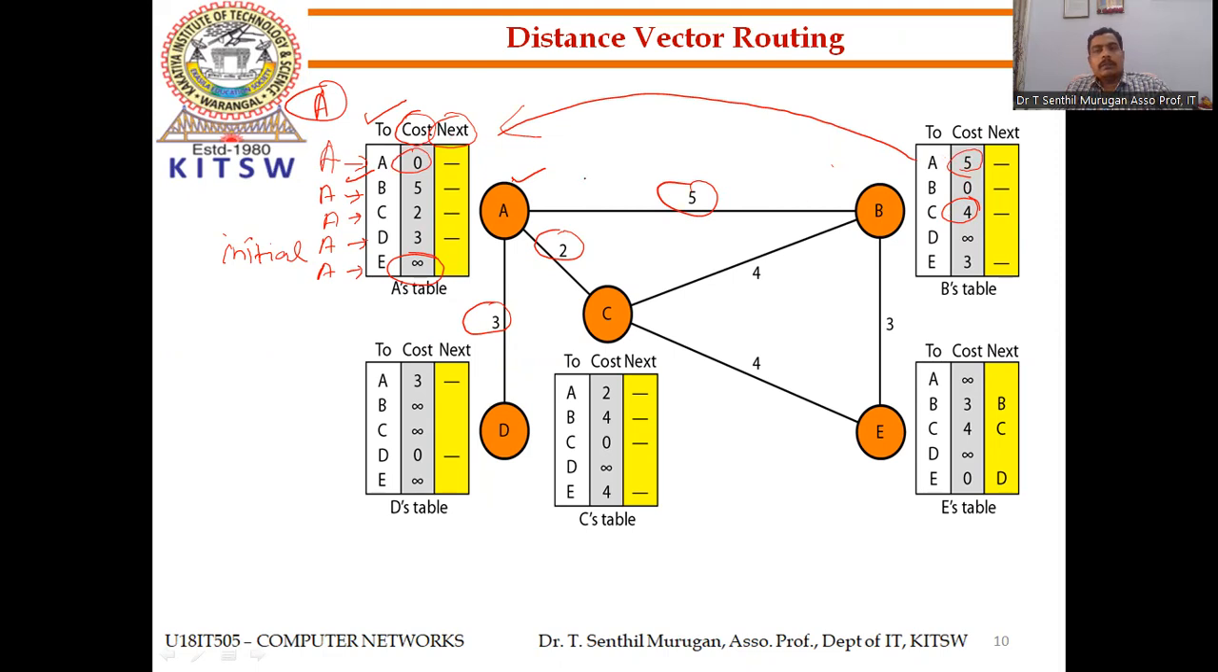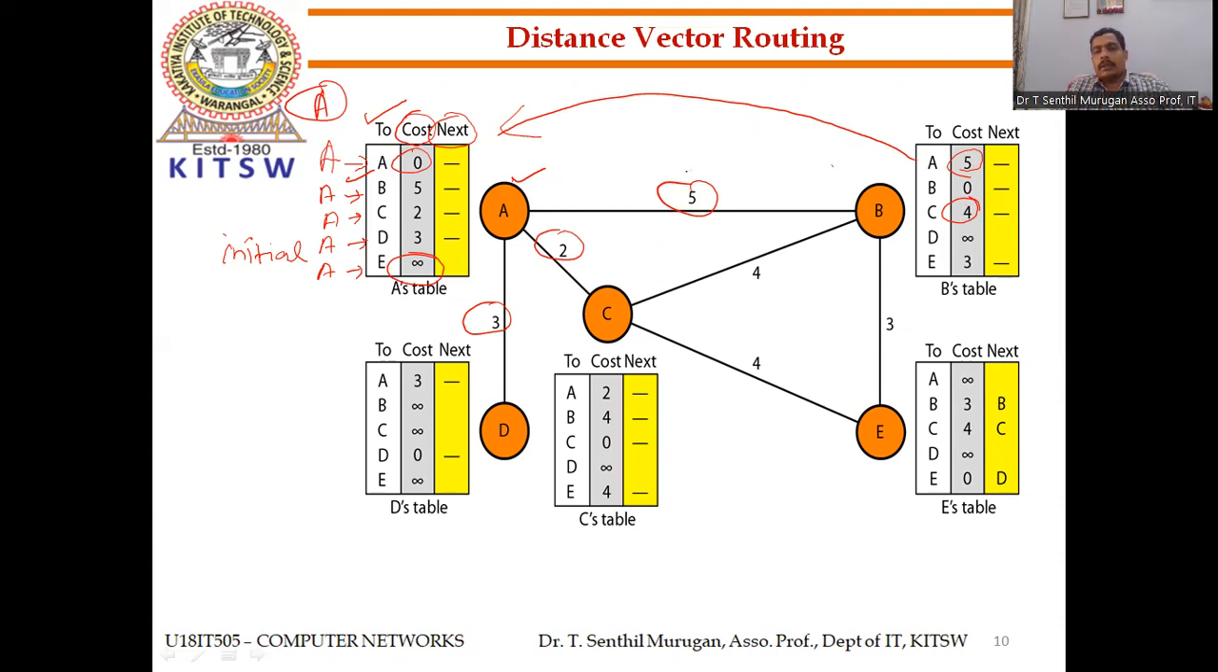A to C, already 2 is there. Now A to C through B: if you go that way, 5 plus 4, 9, it will take. Here also we can add the B value, 5 plus 5, 10. Here 5 plus 4, 9. It is compared with that, and the available one is the lesser value. A to D, a value is there here, it is not there here. But A to E, 3 is there.